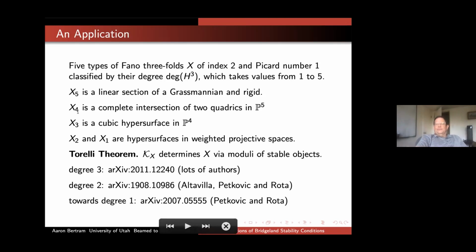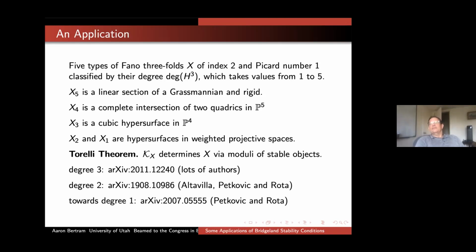X4 is the complete intersection of 2 quadrics in P5. This is one that's dear to my heart. I think it was one of the first things I studied in mathematics, when I had no idea what derived categories were as a graduate student. But the Kuznetsov component of this is the derived category of a hyperelliptic curve, in this case a genus 2 curve, I think, right? I'll let you ponder that. Anyway, it's known way back in the 60s that you can recover the complete intersection of the quadrics from the hyperelliptic curve.